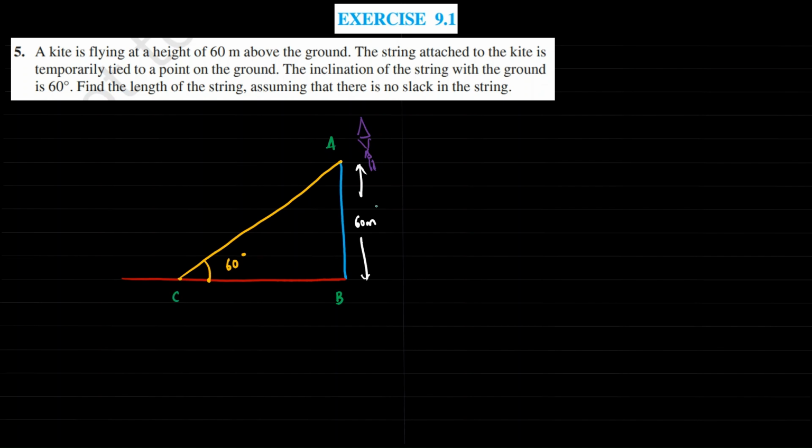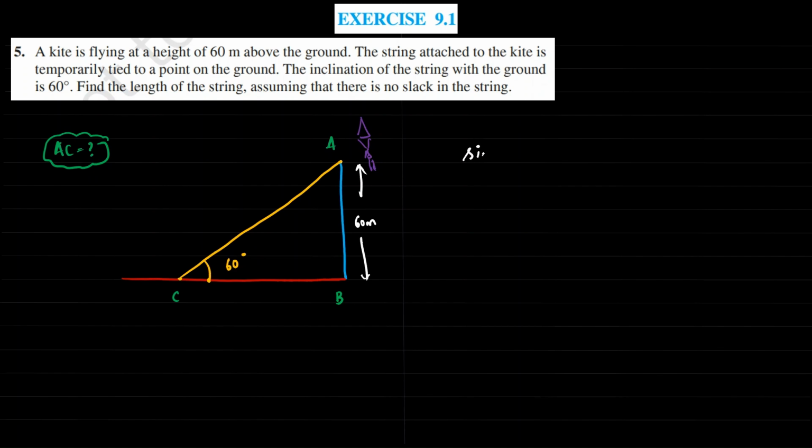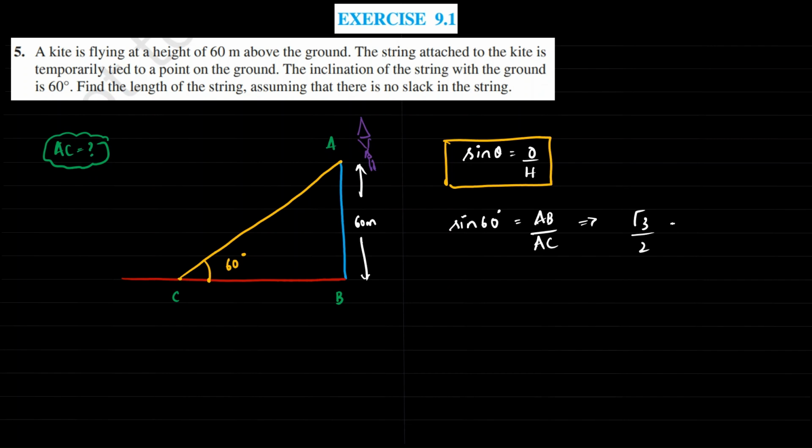So basically we have to find out the length of the string, as in AC is what I need to find out. Here again, we know the angle, we know the opposite side of the angle, we have to find out the hypotenuse. So sine theta would relate the opposite side and the hypotenuse. So I can use sine of the angle. Here the angle is 60 degrees. So sine 60 degrees is going to be equal to the opposite side. The opposite side is AB, and the hypotenuse is AC. The value of sine 60 degrees is square root of 3 divided by 2 from the table.